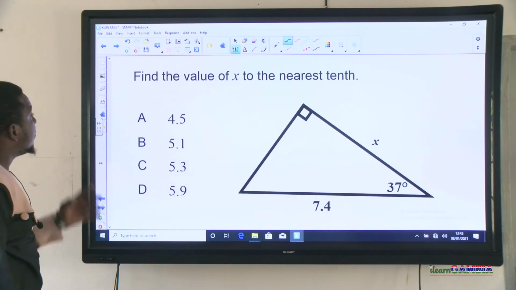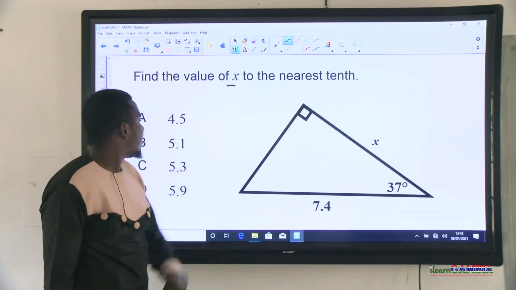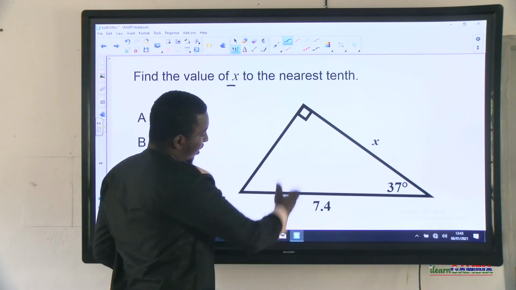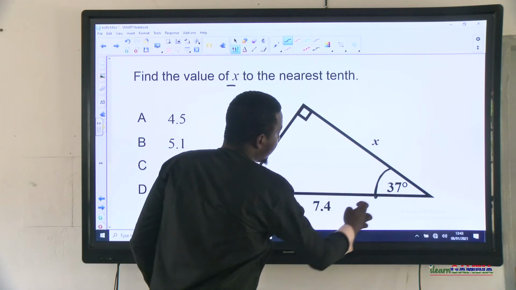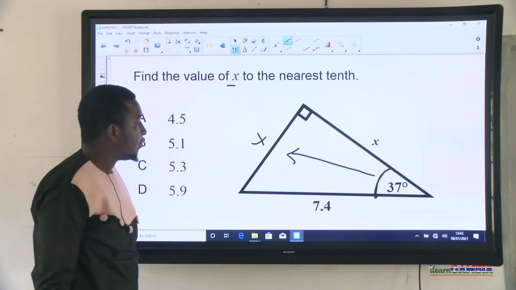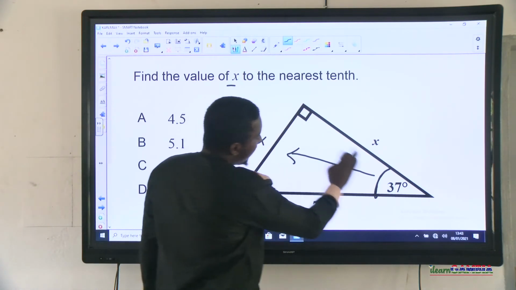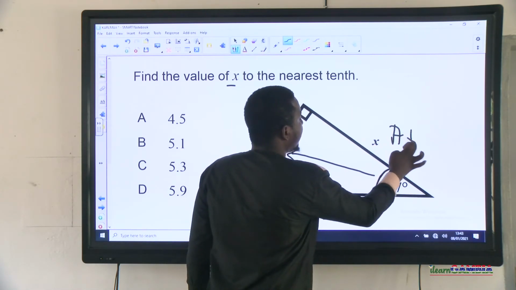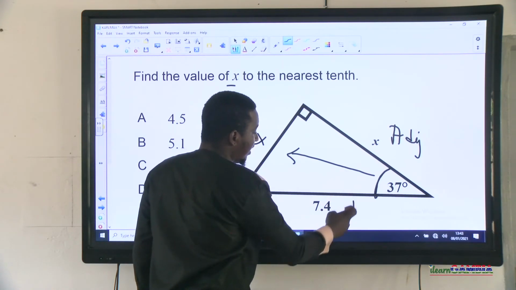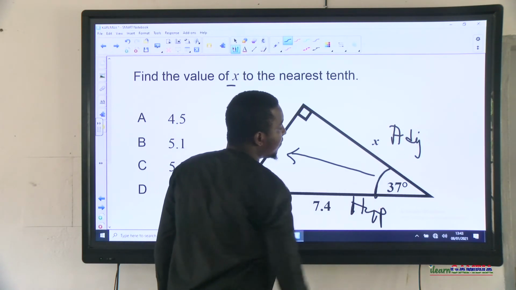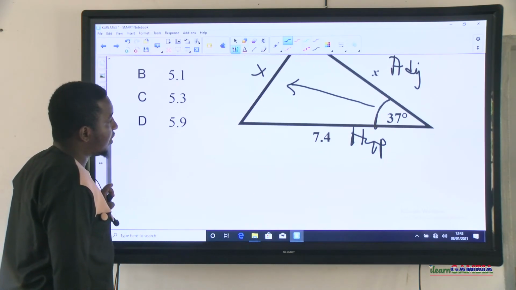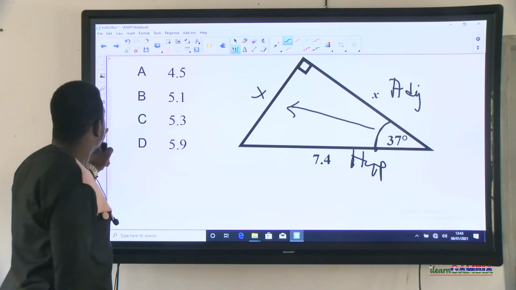We look at this other question which says find the value of x in the nearest tenth. Again, we are given another triangle. We are given the reference angle, but we are not given the opposite side of the reference angle. I meant to say we are given the hypotenuse and we are asked to find the adjacent side, which is x.